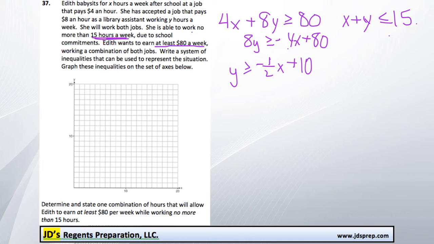Over on this other inequality, it's a little bit faster to solve. We just subtract x from both sides, so we get y is less than or equal to negative x plus 15.